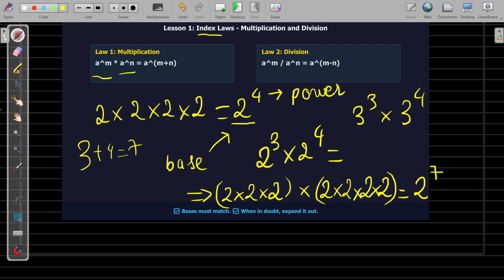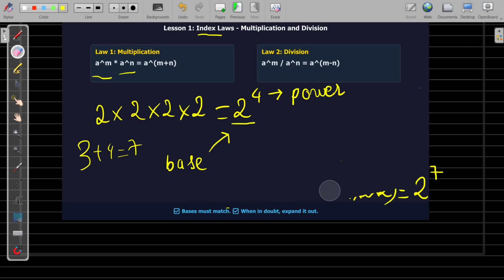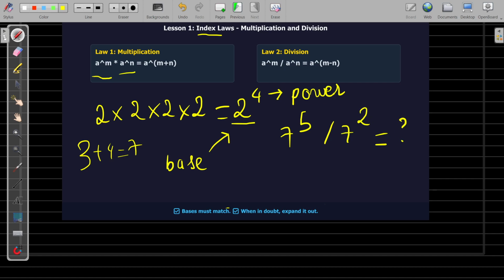So that's for multiplication. Let's go into the next one, which is division. I'm going to keep this multiplication example on the top and write the division example below. Let's write 7 to the power of 5 divided by 7 to the power of 2. I'm writing it as a fraction here, because divisions are fractions as well. So let us do our expanded form: when in doubt, expand it out.